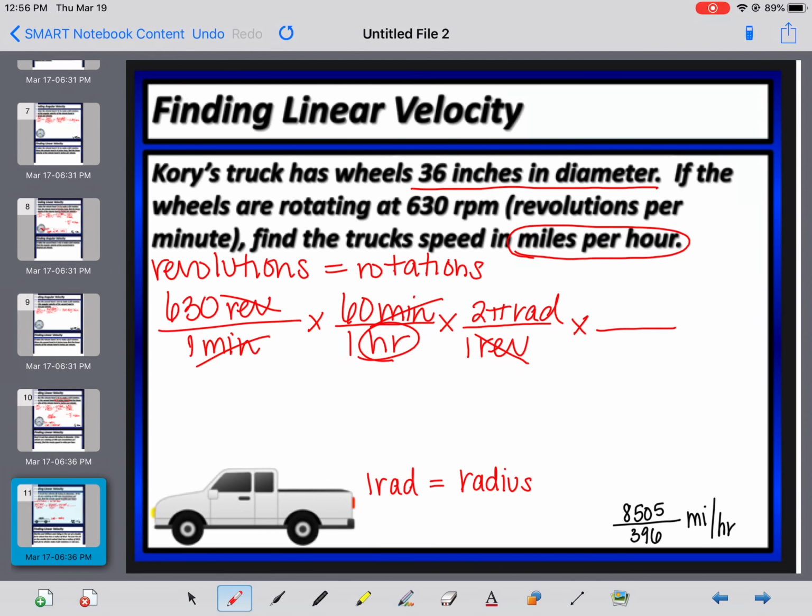Okay, once the problem is in a radian, 1 radian equals, what's the radius here? 36-inch diameter. Don't just take the value and run. Think about what they're actually telling you, because the radius is 18 inches.